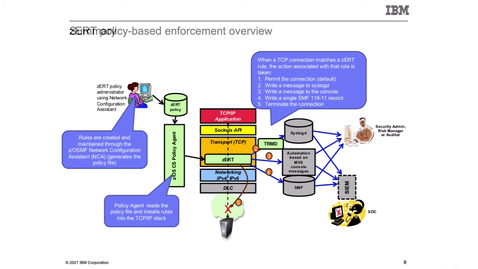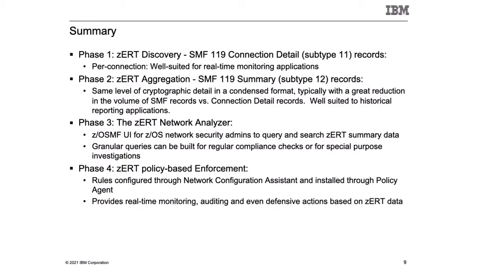So here's a quick summary of what we've talked about in this section. In previous phases of the zERT journey, we introduced zERT discovery, zERT aggregation, and the zERT Network Analyzer. zERT policy-based enforcement is introduced in z/OS V2R5, and it now provides a way to go beyond just collecting this data and monitoring it and maybe using zNA to generate reports. Now you can actually take actions based on the cryptographic attributes of your TCP traffic.